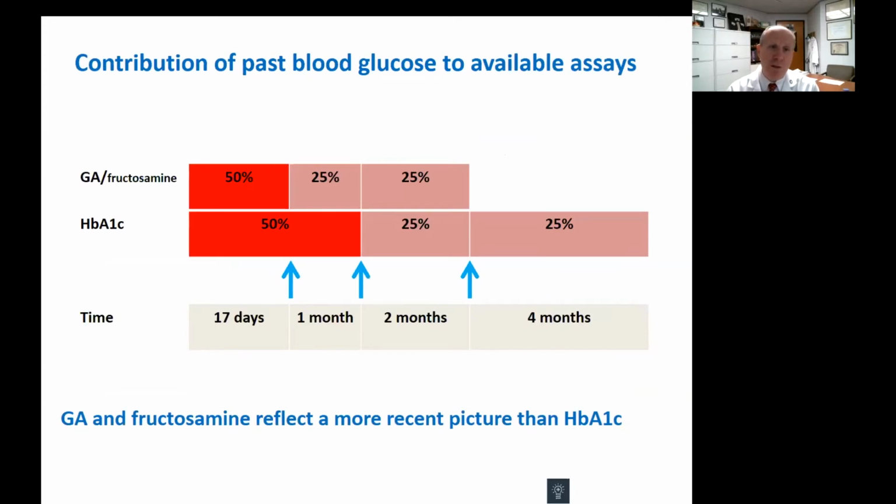This slide is just meant to show you that the glycated albumin and the fructosamine have 50% of their power in the first 2 to 3 weeks, 17 days. The full effect, the next 50%, comes out at about 2 months of glycemic control. The hemoglobin A1C we know is spread out over 4 months, and most of the effect is seen within 1 month. So the glycated albumin is a more recent picture than the hemoglobin A1C, as is fructosamine.